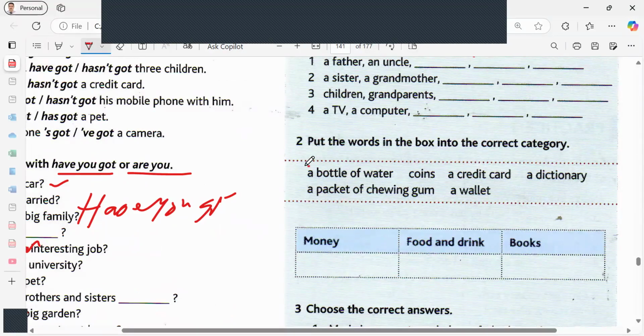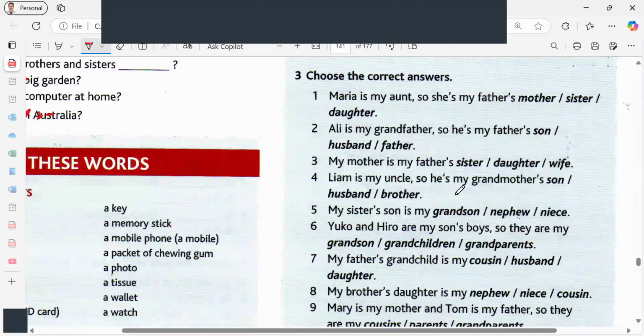Again, categorize the words in 3 groups: money, food and drink, books. A bottle of water goes with food and drink. Coins go with money. A credit card goes also with money. A dictionary goes with books. A packet of chewing gum goes with food and drink. A wallet goes with money. Perfect. Well done. Excellent, Jude.